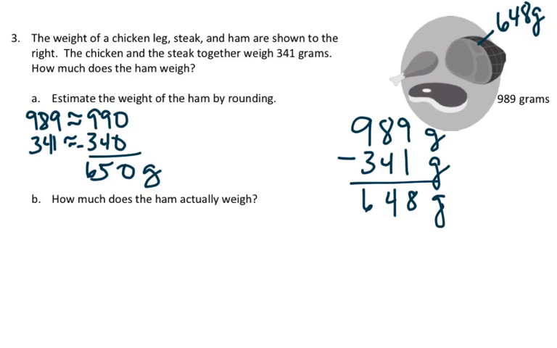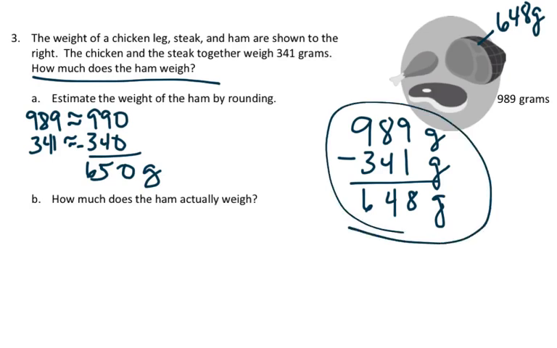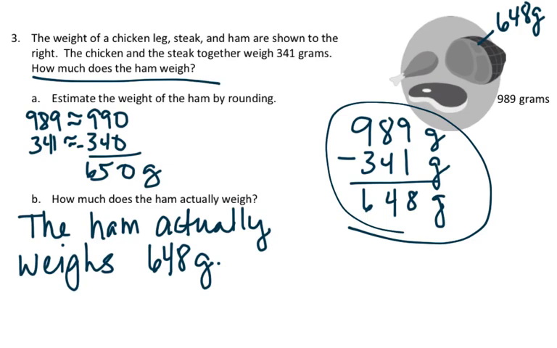So how much does the ham actually weigh? Well, we already did that because I did it from this part here. So the ham actually weighs 648 grams. So I write that in a sentence. The ham actually weighs 648 grams.